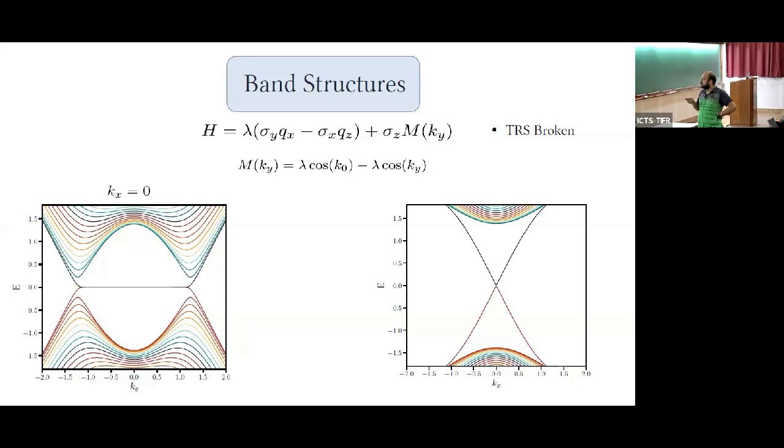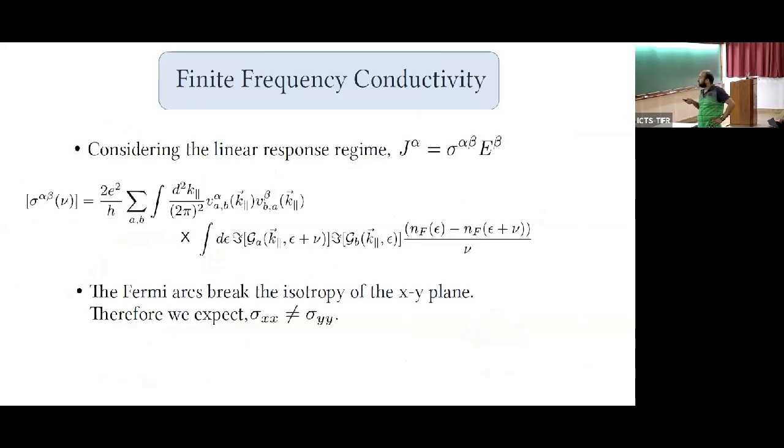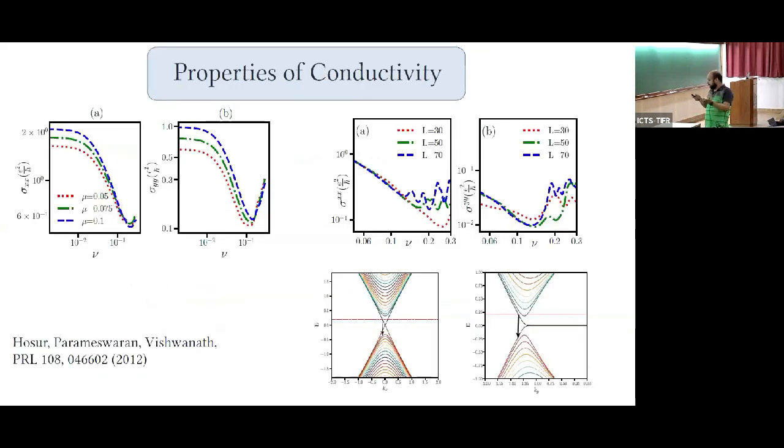Typically the separation between the bulk states is of the order of 1 by L. It's actually pi by L, so one can say it's 1 by L. This feature was first shown by Hosur, Parameswaran and Vishwanath, but in that case they didn't consider the finite geometry, they considered the infinite slab geometry.